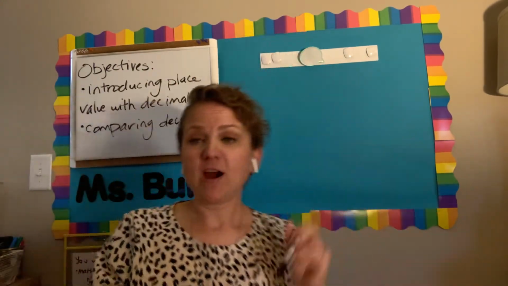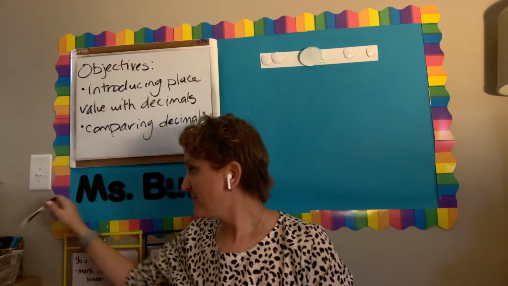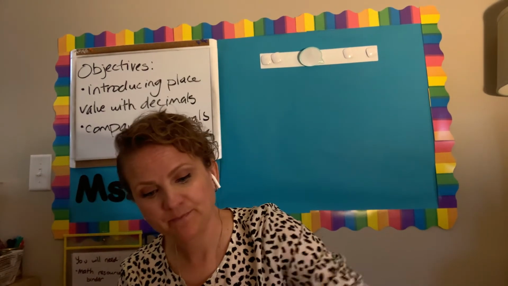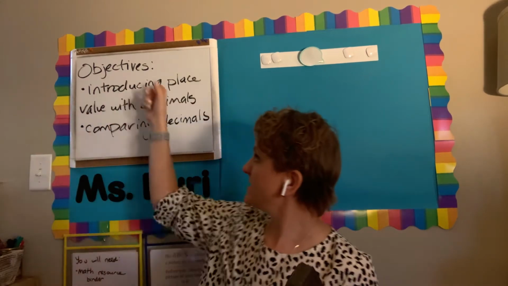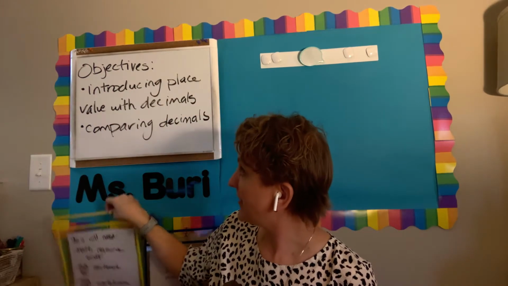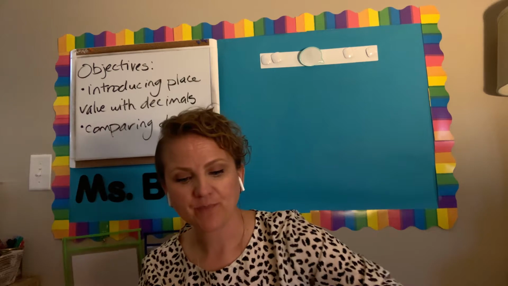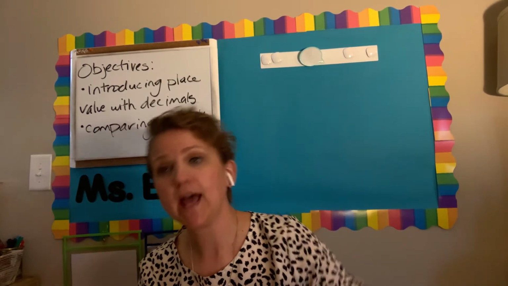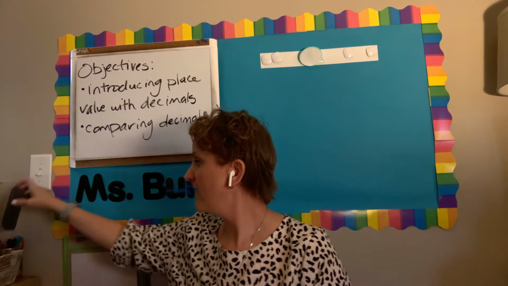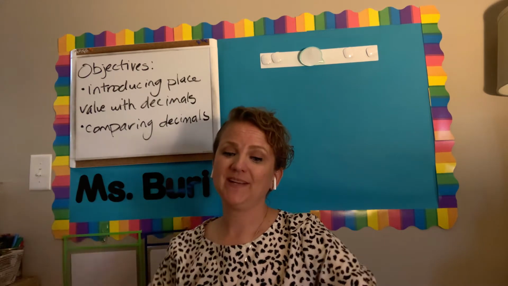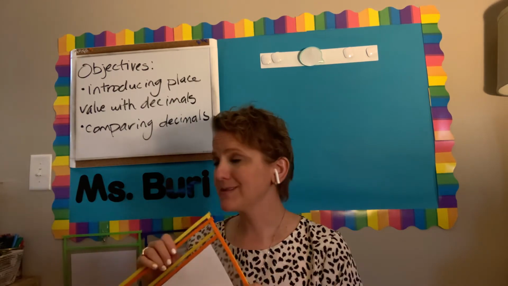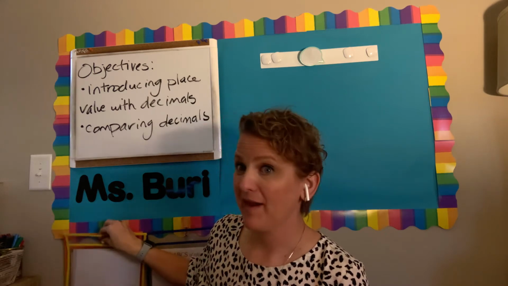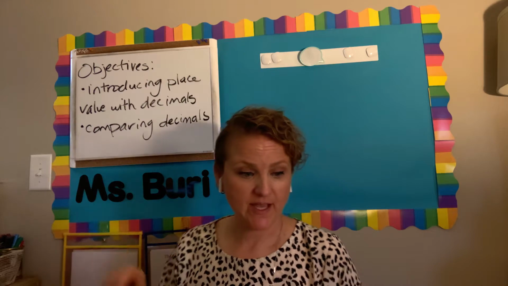So fifth graders, we are moving into a decimals unit at this point, okay? We're going to be looking at decimals. So our objective for today is going to be introducing place value with decimals. Up to this point, our place value has been whole numbers. So we've talked about ones and tens and hundreds and thousands, etc. So now we're going to take a look at what place value means with regard to decimals. We're also then going to move on and be working on comparing decimals, okay?